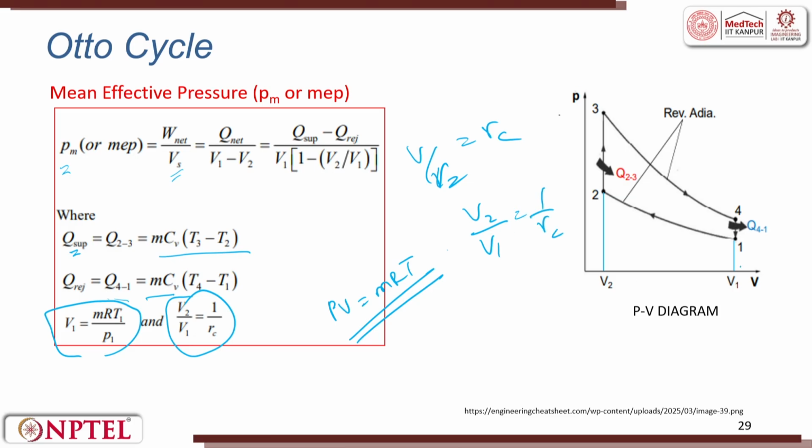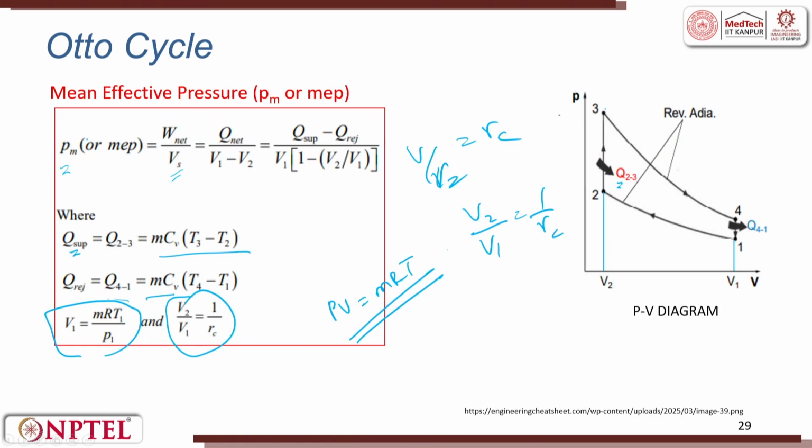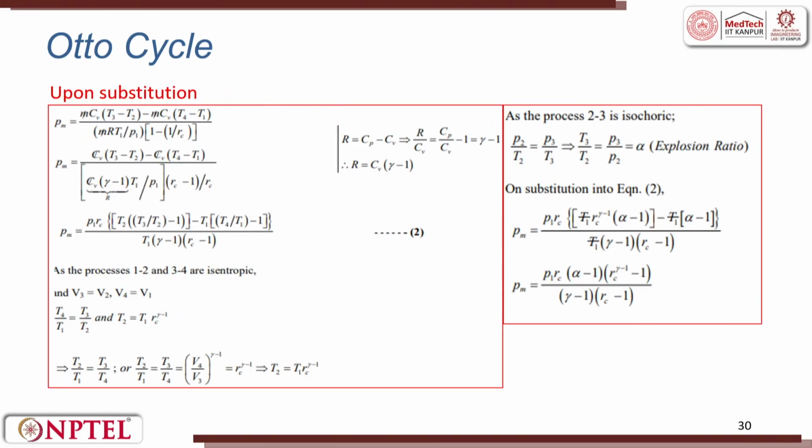When we look at the PV diagram, you can see from 2 to 3 there is heat in, and from 4 to 1 there is Q out. Upon substituting Pm and all these things, you get to this equation. Now rearranging all of them, we finally get this. Here you can see R is nothing but Cp minus Cv, and R over Cv is gamma minus 1. So now Pm can be expressed like this.